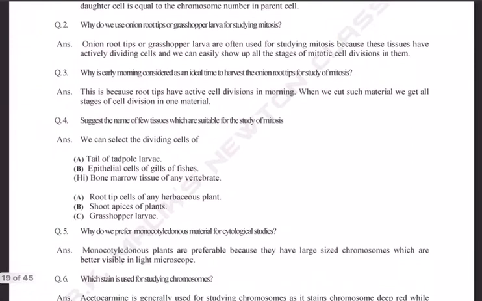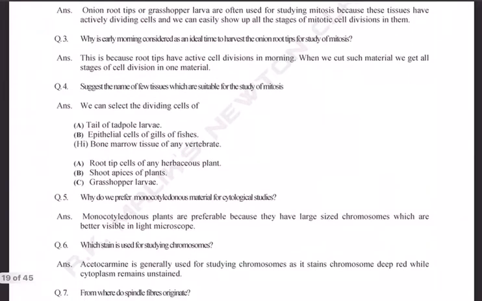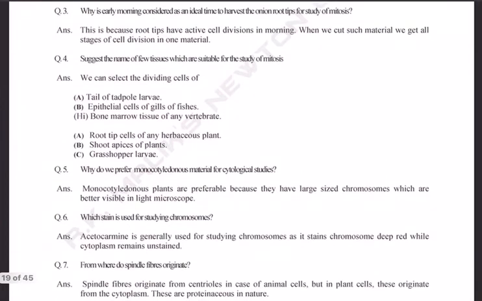Why do you prefer monocotyledonous material for cytological studies? Monocot plants are preferable because they have large sized chromosomes which are better visible under the microscope. Which stain is used for studying chromosomes? Already we are using it in our lab. Acetocarmine is generally used for studying chromosomes as it stains chromosomes deep red while the cytoplasm remains unstained.